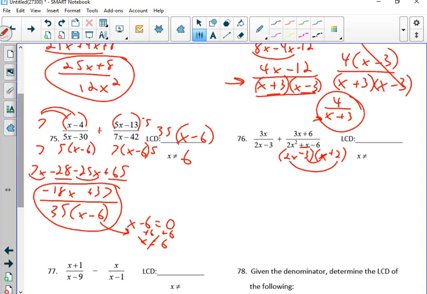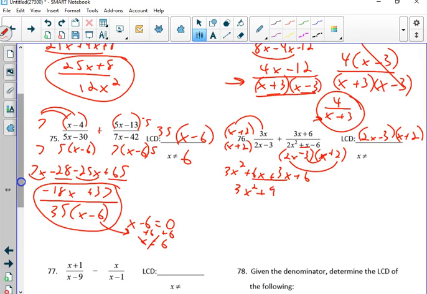So there we have it. 2x minus 3 is common to both, and x plus 2 makes the LCD. So my right side is good. I just need an x plus 2 right here and an x plus 2 right here. So I'm going to distribute: 3x squared plus 6x plus 3x plus 6. Join like terms: 3x squared plus 9x plus 6.